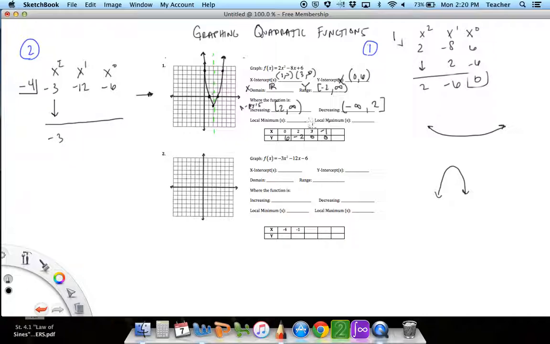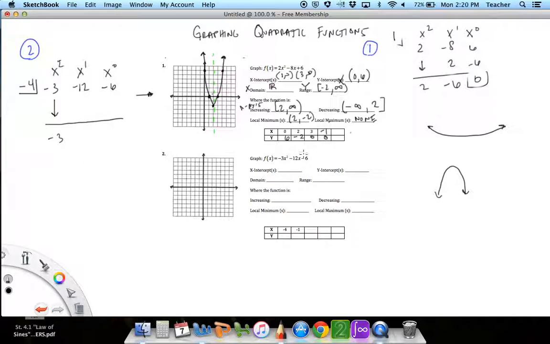Now I asked this question in class: is this a valley or is it a peak? In this case we have a valley, so it's going to be a minimum point. The lowest point on the graph is our vertex, which is (2, -2). You'll notice that there are no local maximums. We don't want to put 0 here, we just want to put none. There is no local maximum because these things go on forever in both directions.